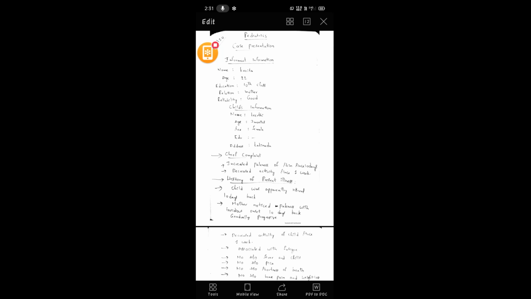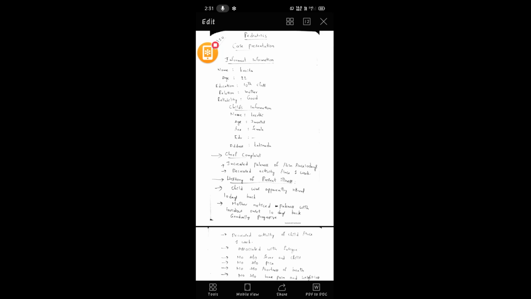History of present illness. The child was apparently normal 10 days back. Mother noticed paleness with insidious onset 10 days back, which is gradually progressive. Decreased activity of the child is since 1 week. It is associated with fatigue.